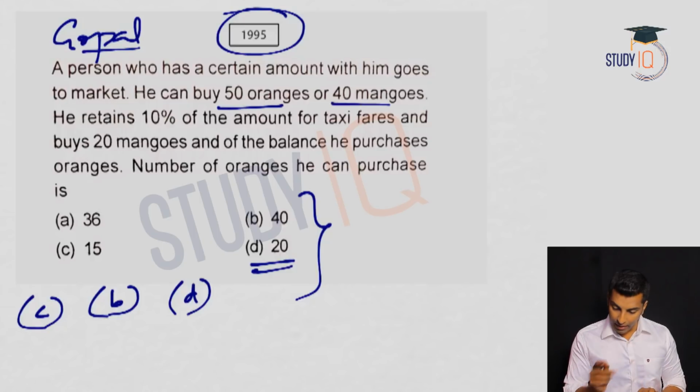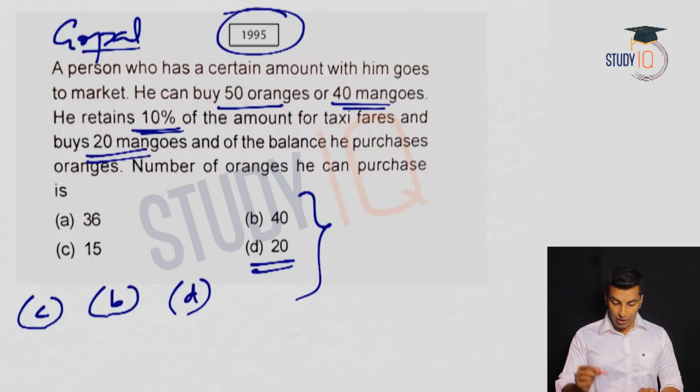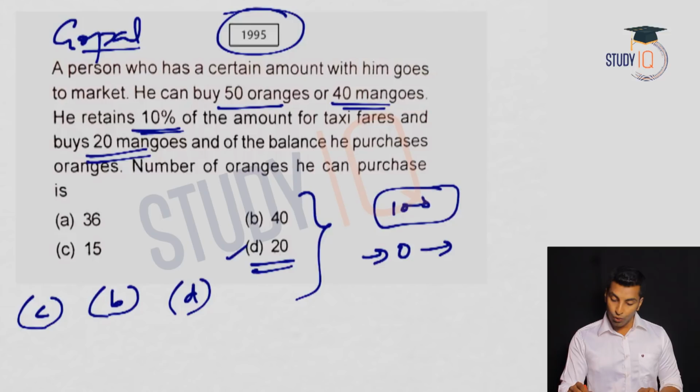50 oranges and 40 mangoes. Is it the same? Yes. 50 oranges and 40 mangoes there also, 10%, and buying 20 mangoes. So we know the answer is 20. We have discussed the same question. We'll assume that he has 100 rupees, so we get the price of orange as 2 and the price of mango as 2.5.